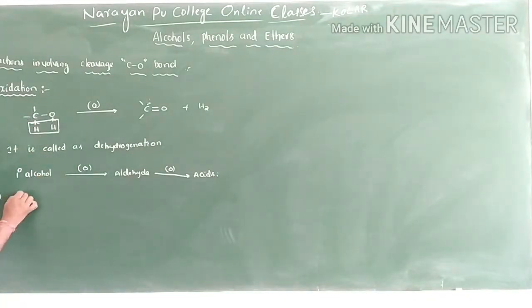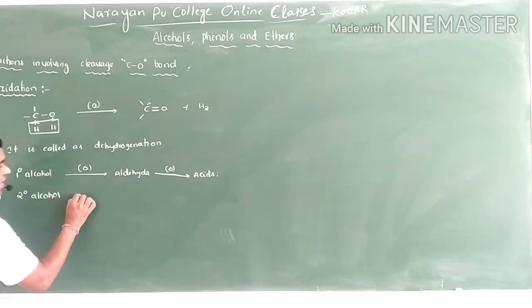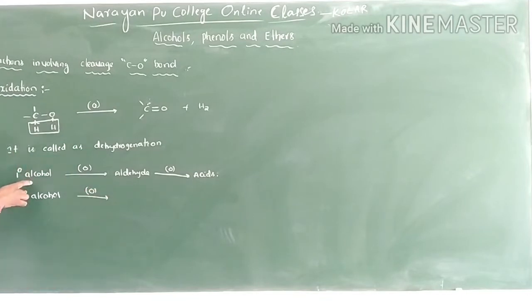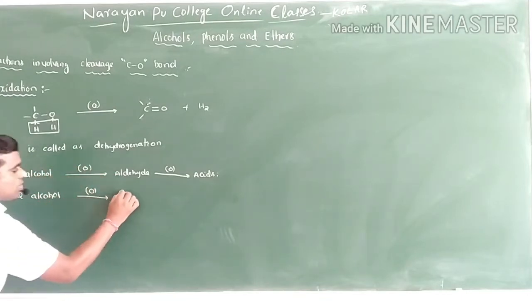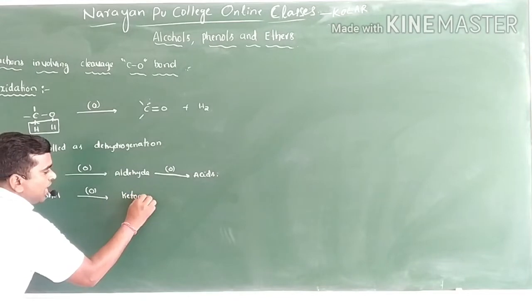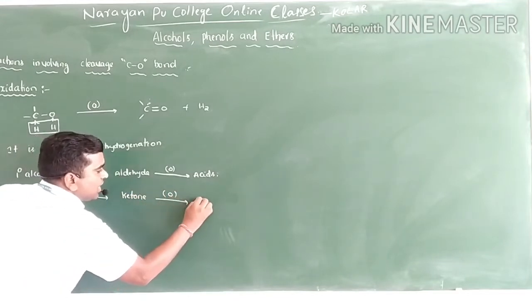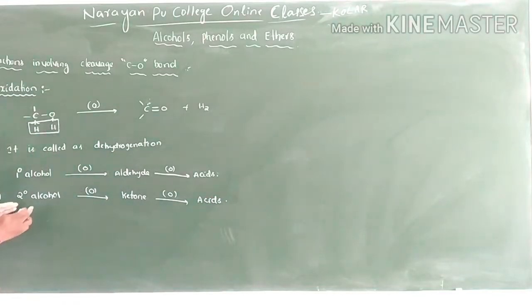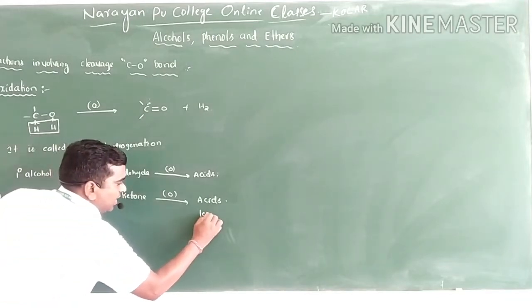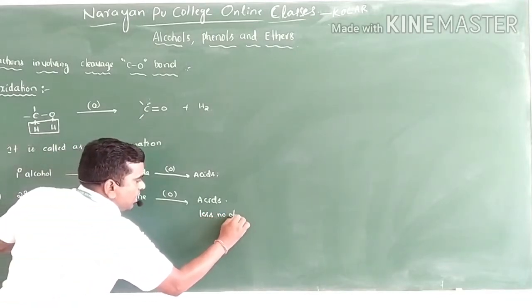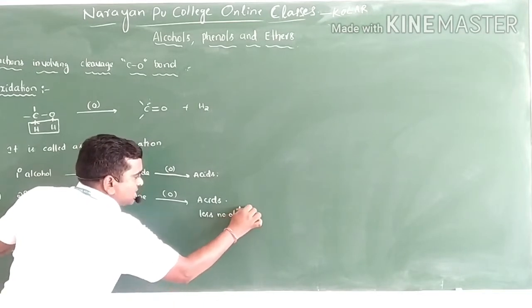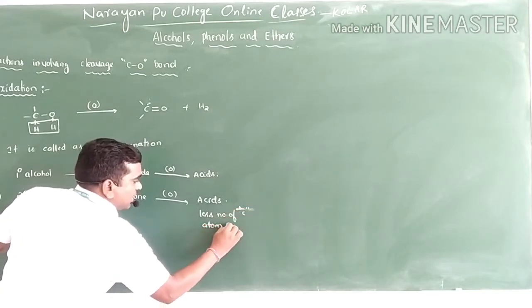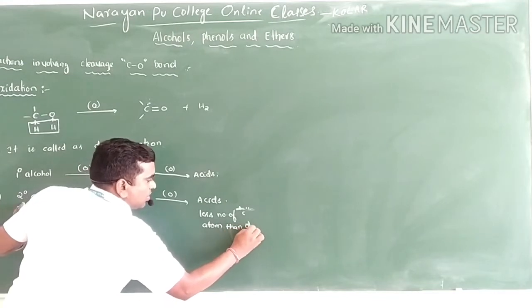And the second one, if you take secondary alcohols, under oxidation, primary alcohols are oxidized to aldehyde, secondary alcohols are oxidized to ketone, and on further oxidation you will get acids. But if you compare carbon atoms here, the acid will have a smaller number of carbon atoms than the original alcohol.